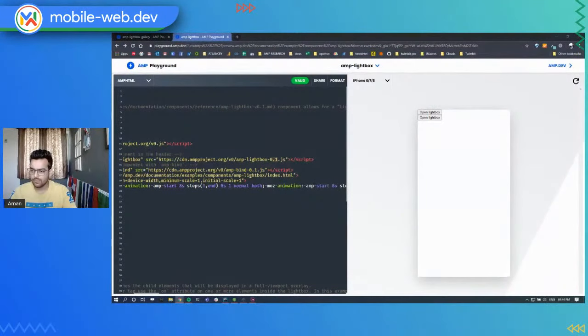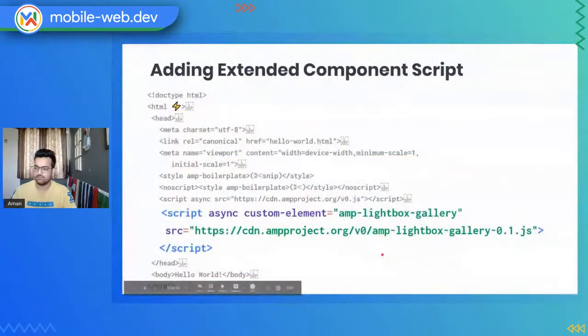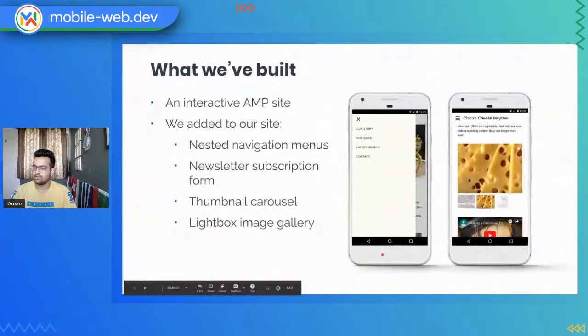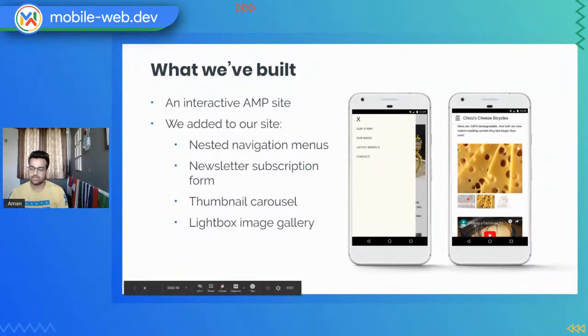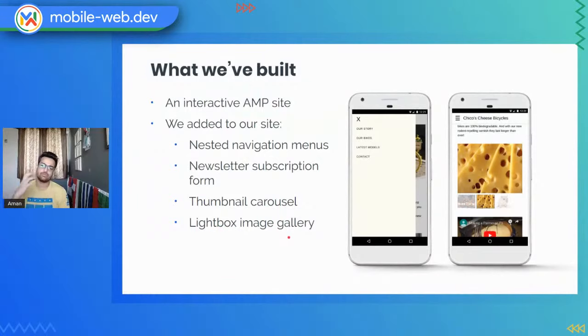Cool. What else do we have in our deck today? Okay, so this is what we have built now: a sidebar nested menu, a newsletter subscription form, a thumbnail carousel that shows different images, and also a Lightbox image gallery which shows zoom in, zoom out.